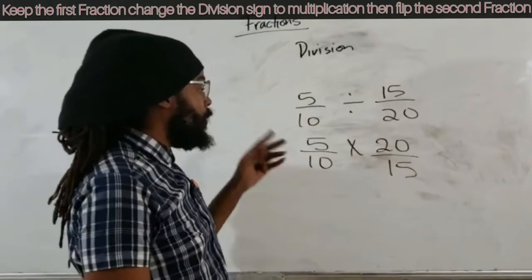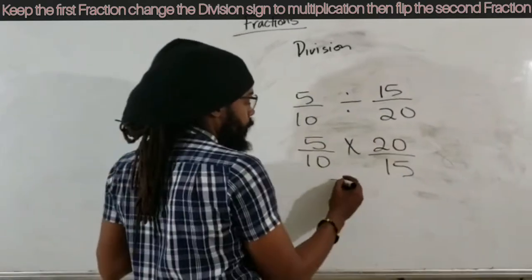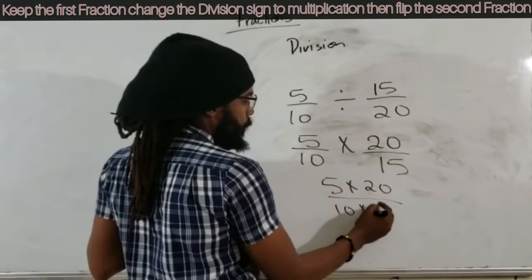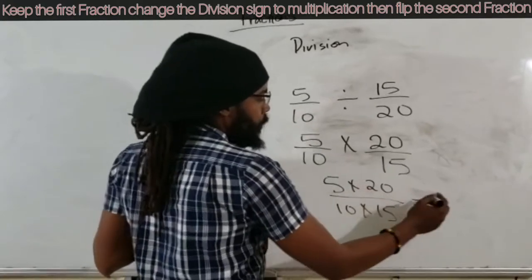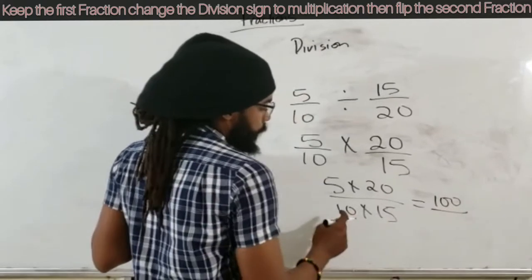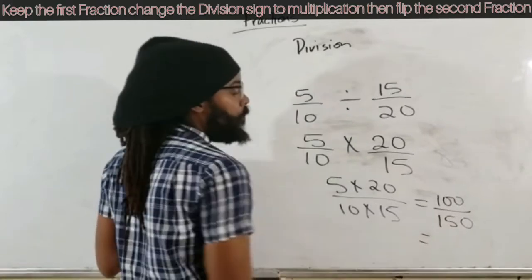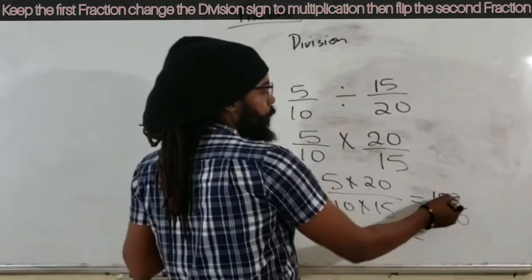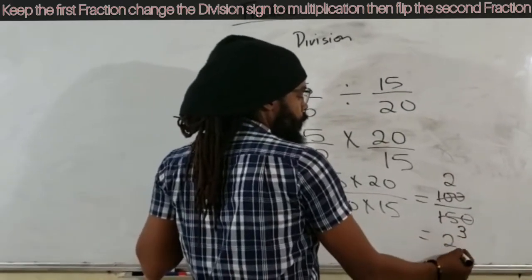Now, we have two fractions being multiplied here, and the concept says when multiplying two fractions we multiply the numerators, then we multiply the denominators. 5 times 20 is how much? It is 100. And 15 times 10 is 150. Then we must find the highest common factor between both. In this case, it will be 50. So 50 into 100 goes 2 times, 50 into 150 goes 3 times, therefore the answer is 2 over 3.